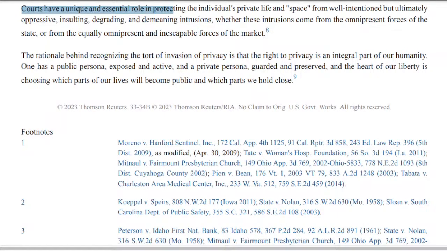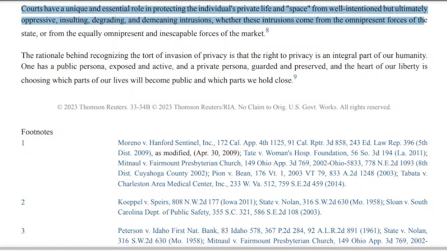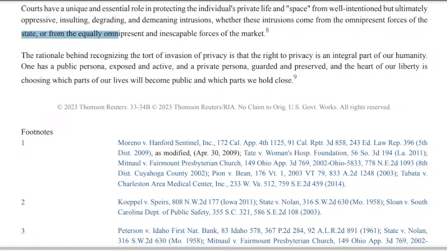Courts have a unique and essential role in protecting the individual's private life and space from well-intentioned but ultimately oppressive, insulting, degrading, and demeaning intrusions, whether these intrusions come from the omnipresent forces of the state or from the equally omnipresent and inescapable forces of the market. So we have courts set with a unique and essential role in protecting an individual's private life and space, that sphere of privacy, from well-intentioned but ultimately oppressive, insulting, degrading, and demeaning intrusions.